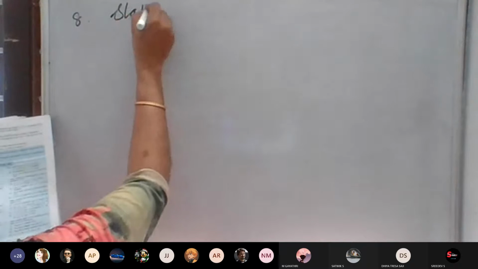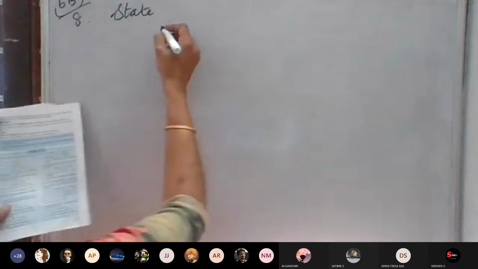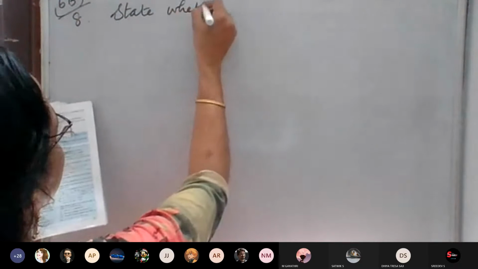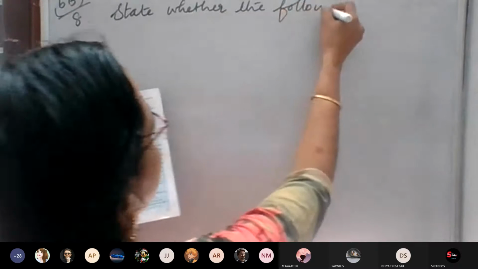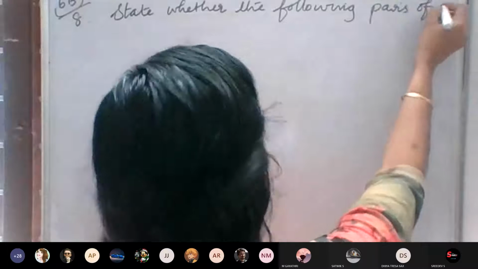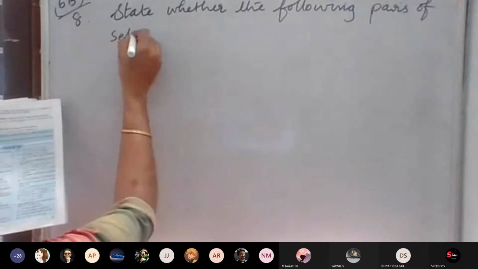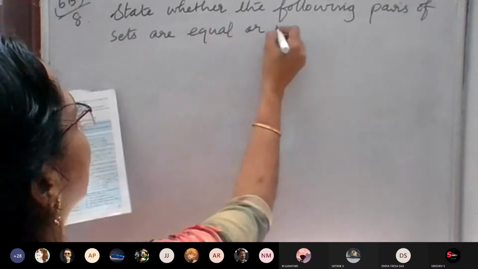State whether the following pairs of sets are equal or not. Exercise 6B.